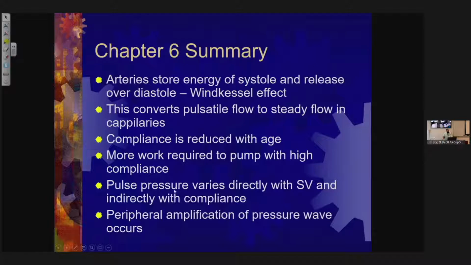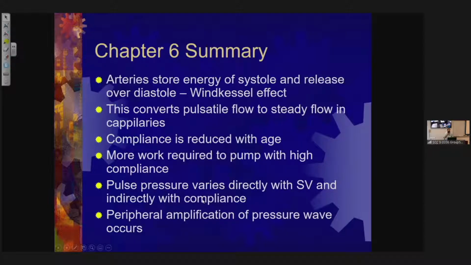Pulse pressure, here's where we go. Pulse pressure varies directly with stroke volume. So if I push more volume into your heart, into your vessel, I get more pulse pressure. And then indirectly with compliance. So if you get stiffer, you get bigger. When compliance drops, you get increased pulse pressure. So compliance dropping means they're getting stiffer. Make sense? Go ahead, Mario.